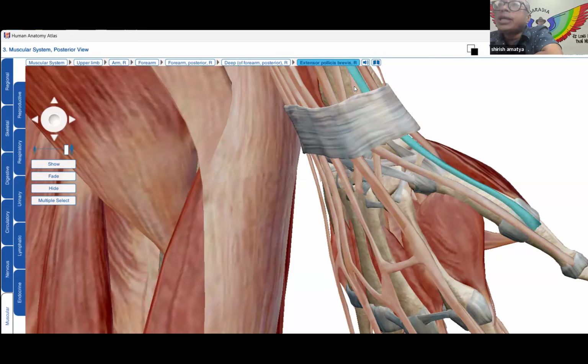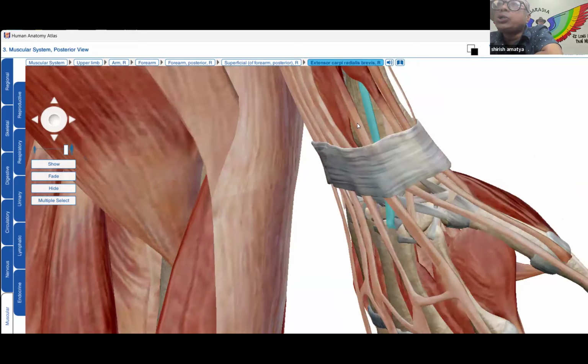And in the second compartment, first one is longus, that is extensor carpi radialis longus. The second one is extensor carpi radialis brevis. So this is the second compartment. The third compartment should end with longus, so it is extensor pollicis longus. This one is going from here.